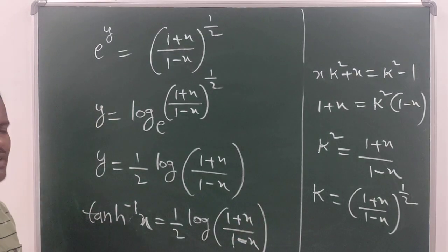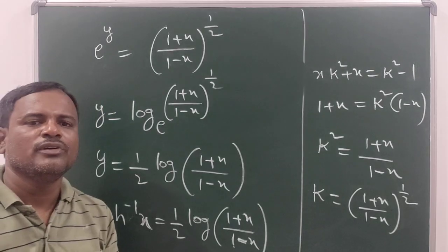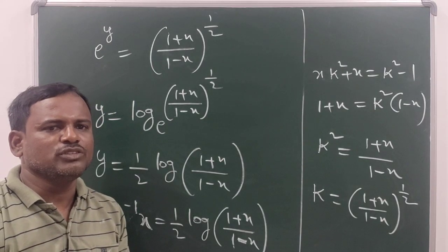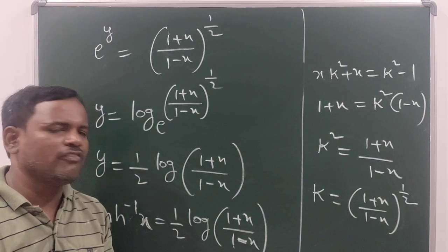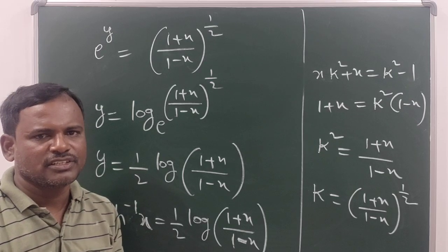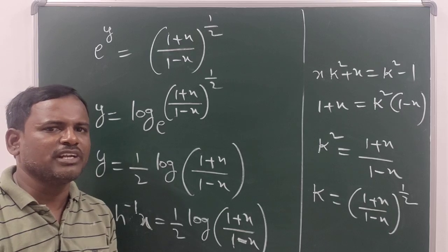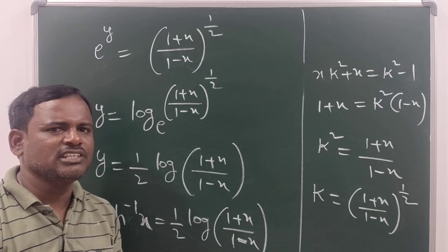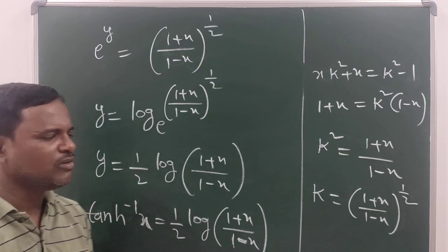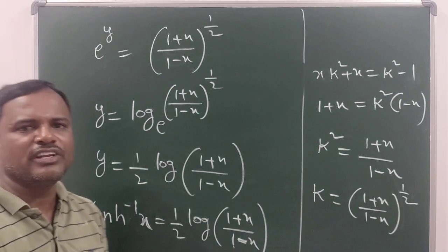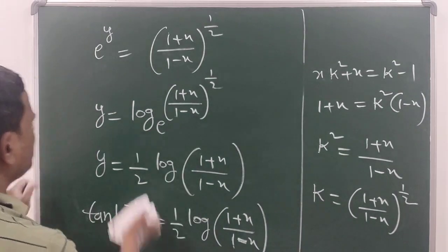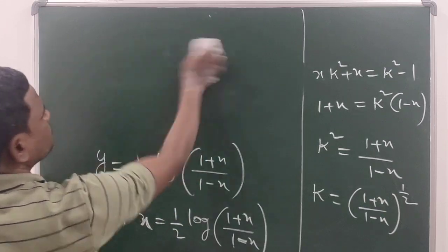Okay students, I hope we have understood this derivation. tanh inverse of x equal to 1 by 2 log of (1 plus x) by (1 minus x). You know, okay, what is the domain of tanh inverse of x? Minus 1 to 1, whereas the range is the set of real numbers. Okay, now shall we go to its differentiation? Now let us observe this differentiation.